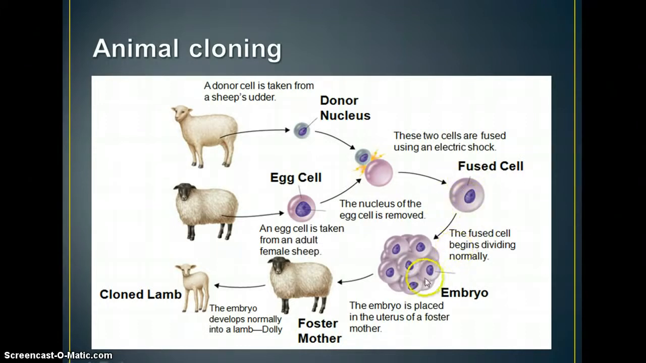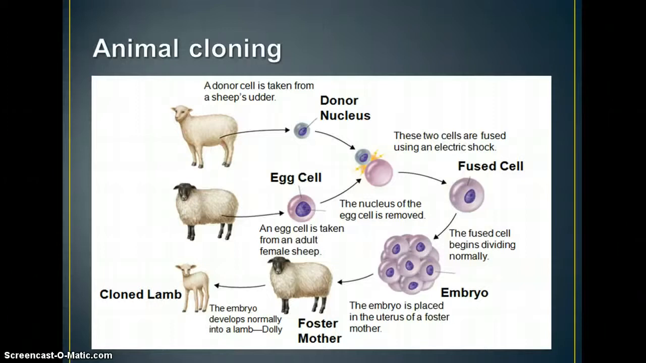So it begins dividing normally and develops into an embryo, which can then be placed in the uterus of a foster mother and develop normally into a lamb. This lamb they call Dolly, named after Dolly Parton, who is famous for her mammary glands because the original cell came from a mammary gland. Dolly is genetically identical to the sheep from which the original nucleus came. This was a big breakthrough in biotechnology back in the 1980s and 1990s, and lots of animals have been cloned since then.